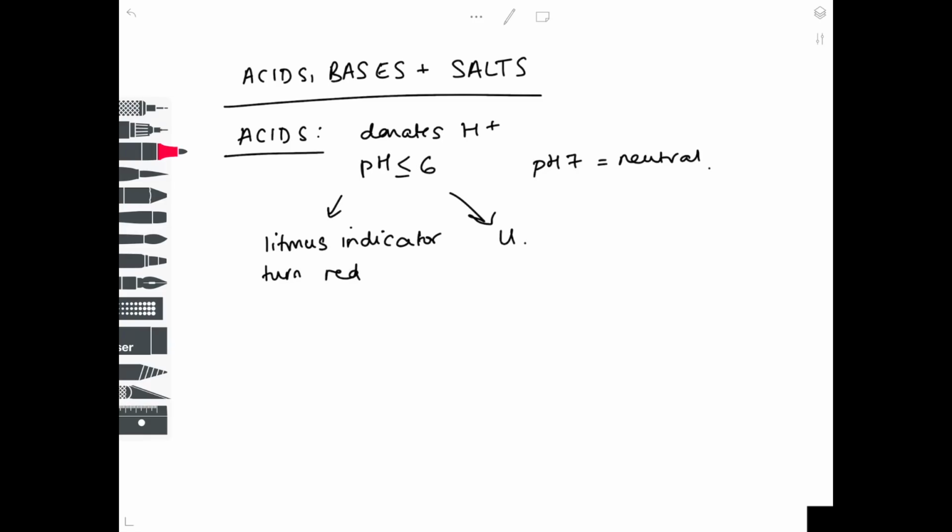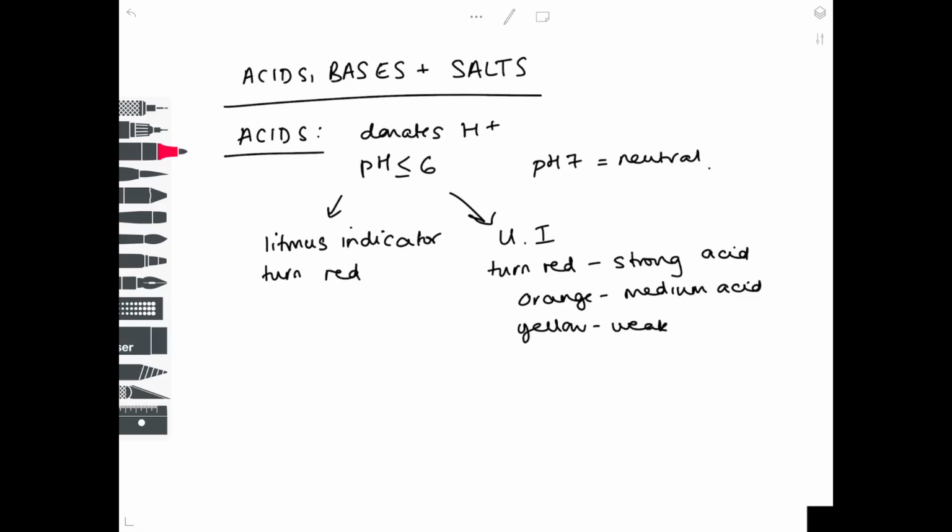Similarly, universal indicator will turn red in a strong acid, orange in a weaker acid like a medium acid, and yellow in a weak acid.